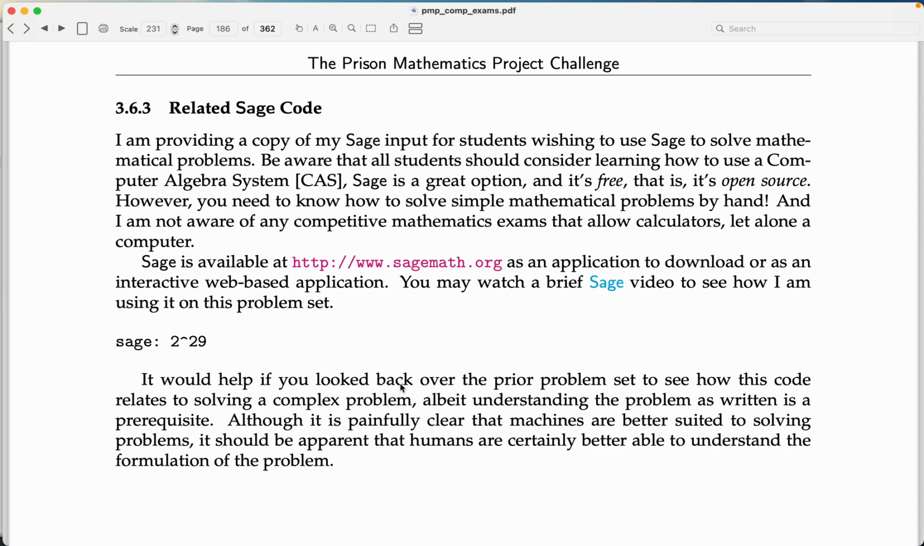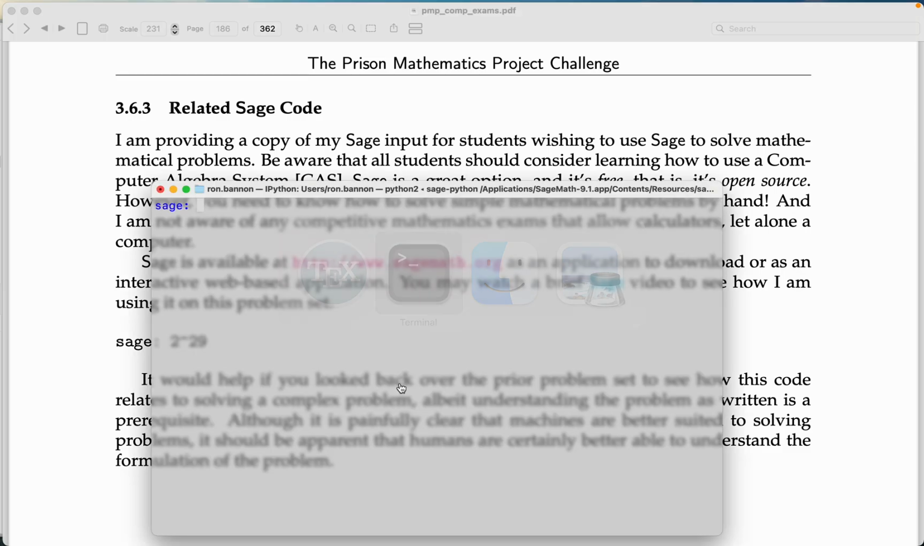3.6.3, and we're talking about Sage code. This has got to be the simplest line of code in the entire challenge text here. But now, just 2 to the 29, right? I can certainly type that in. No reset necessary. There's no variables here. And I get a number, all right?